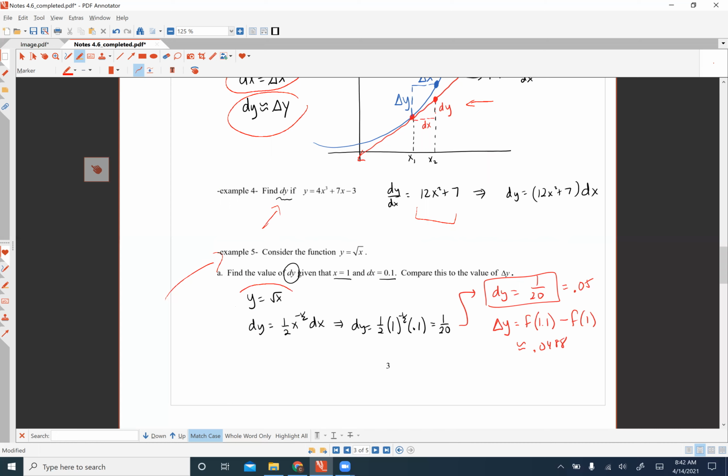So here's our function, y equals square root of x. Now we use that differential form: dy is equal to the derivative times dx. Now we're starting at x equals 1.